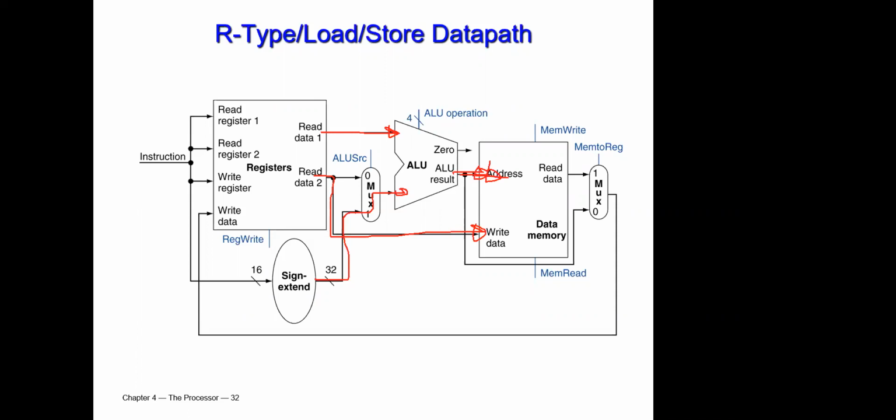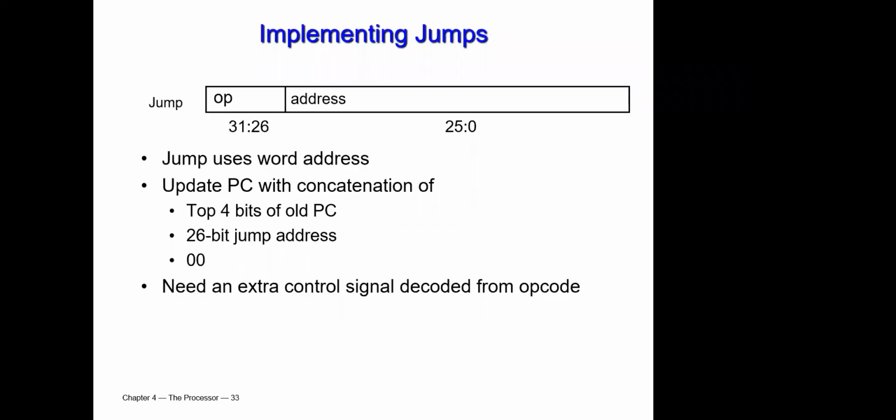So with all of these, as we have seen, we are just combining a lot of signals, inputs and outputs, and we have shown that it actually satisfies the load word, store word, and the R-type data path.